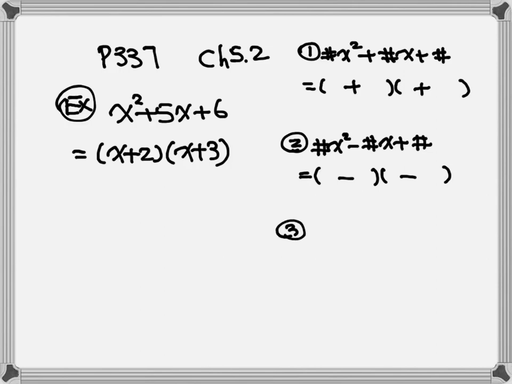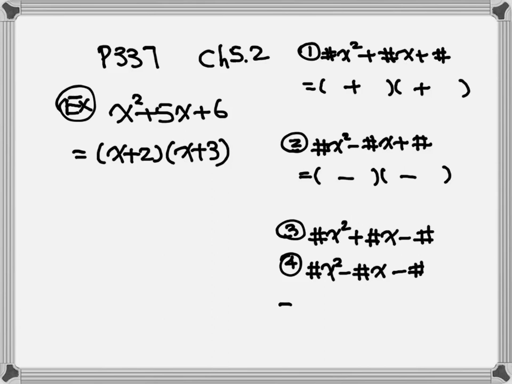Equation number 3, you have a number with x squared plus a number x minus a number. Equation number 4, a number with x squared minus a number x minus a number. These two share the same formula, which will be a plus and minus. So these two right here are using the same formula.